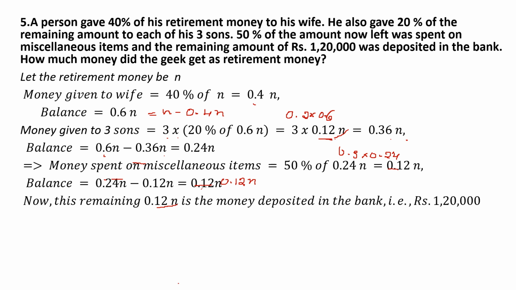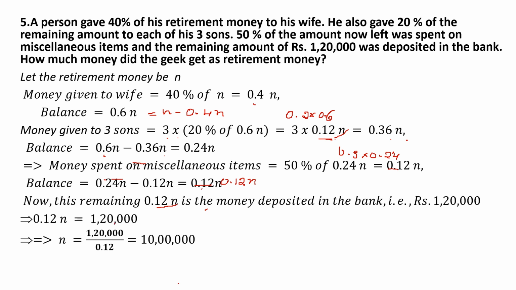So that means 0.12n equals 1,20,000. So n is equal to 1,20,000 divided by 0.12, which is equal to 10 lakh. So the person received a total of 10 lakh as his retirement money.